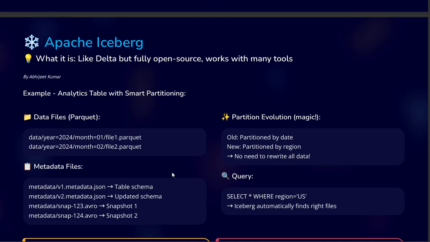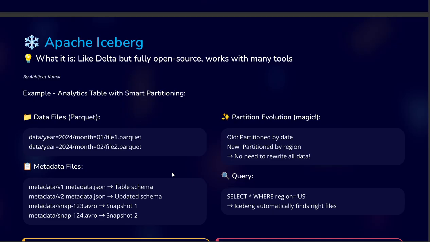Apache Iceberg is similar to Delta Lake, but fully open source. It uses metadata files and snapshots to manage table versions. One powerful feature is partition evolution. This allows changing partitions without rewriting existing data. Iceberg works with Spark, Snowflake, and AWS. It is growing rapidly and is widely adopted in modern data platforms.